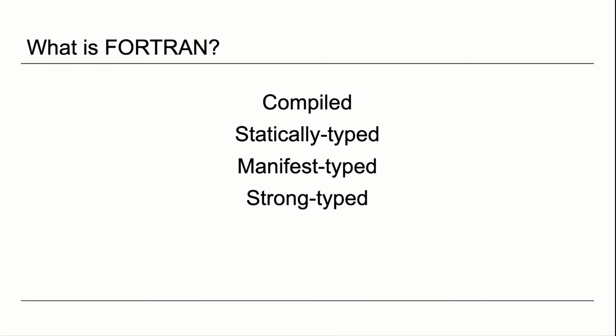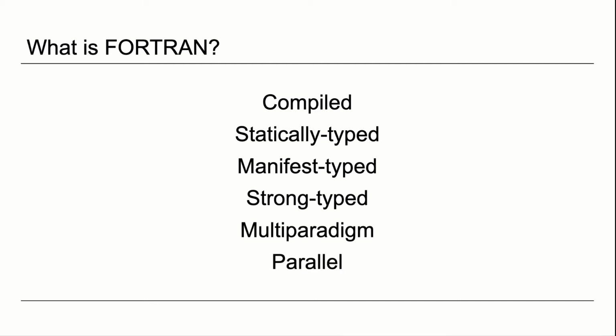FORTRAN is strong typed. This means that the compiler will raise an error if the program invoked an argument with the wrong data type. FORTRAN is multi-paradigm. This means FORTRAN can be written in different styles. For example, the imperative style, the object-oriented style, the functional style, or the procedural style.